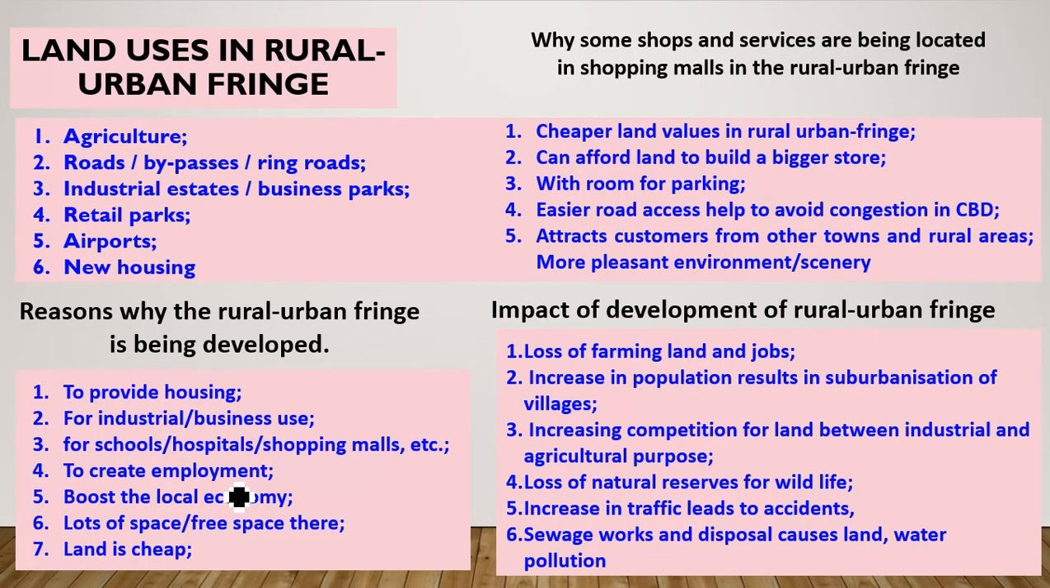Now, land uses within the rural urban fringe. What do they use the land for in that part? It is for agriculture. You can have things like road bypasses and ring roads there. Industrial estates can be built there. Retail parks, airports, and new housing are found largely within the rural urban fringes.